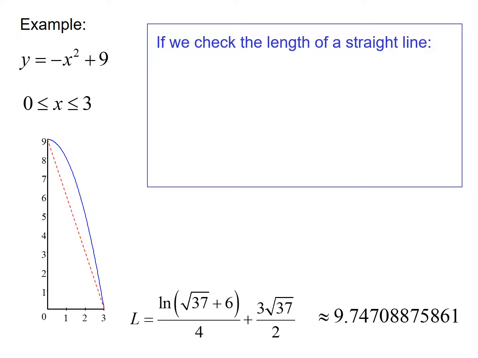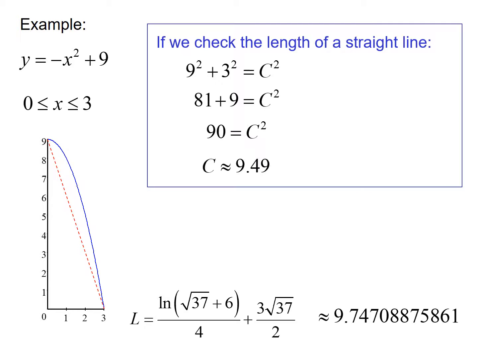And if we just want to confirm that this answer makes sense, we could look at a straight line, which we would assume is going to be a little bit shorter than the length of that curve. We could use the Pythagorean theorem, 9 squared plus 3 squared equals c squared, and we get a value of c of 9.49, which is just a little bit less than the 9.747 that we got. So we can be pretty sure that our method worked.